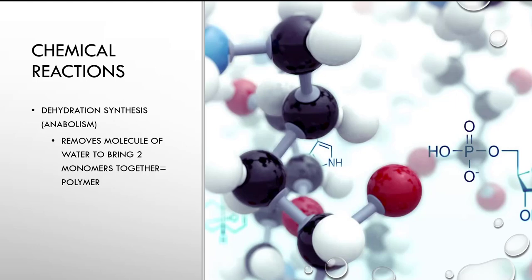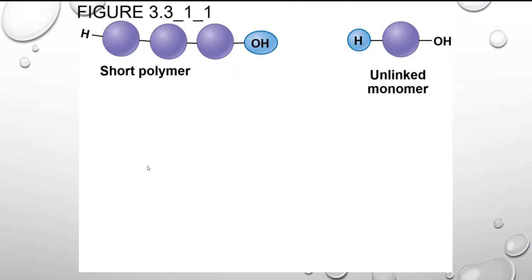So this is an anabolic reaction where we're dehydrating it. We're removing a water molecule to bring 2 monomers together, so we're making polymers. Let me show you what I mean. Here's an example of a short polymer. Remember, polymers are made up of these subunits called monomers. On one side we have a hydroxyl group, on the other side we have a hydrogen group.